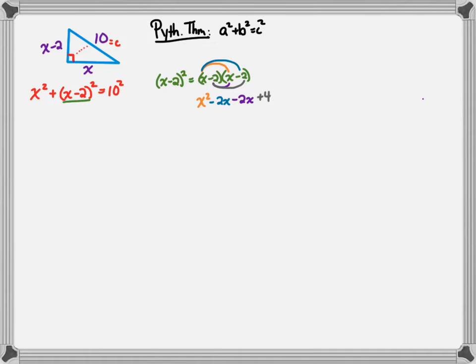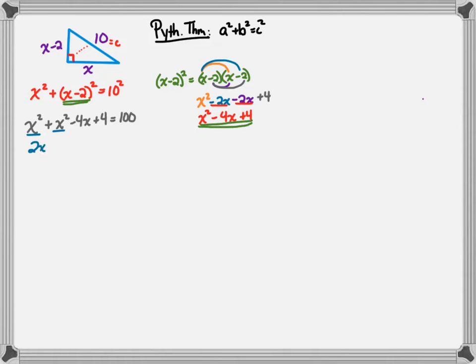And then you have to put your like terms together. So combine your negative 2x and negative 2x. So that gives you x squared minus 4x plus 4. Alright, now we did all that just to replace that (x minus 2) squared in my equation over there. So now I have x squared plus x squared minus 4x plus 4 equals, and then 10 squared is 100. So just go ahead and change that 10 squared to what 10 squared is. 10 squared is 100. Alright, your next step is to combine your like terms.